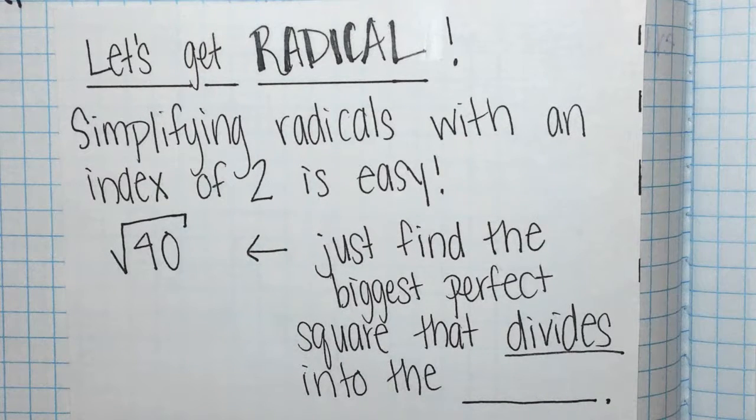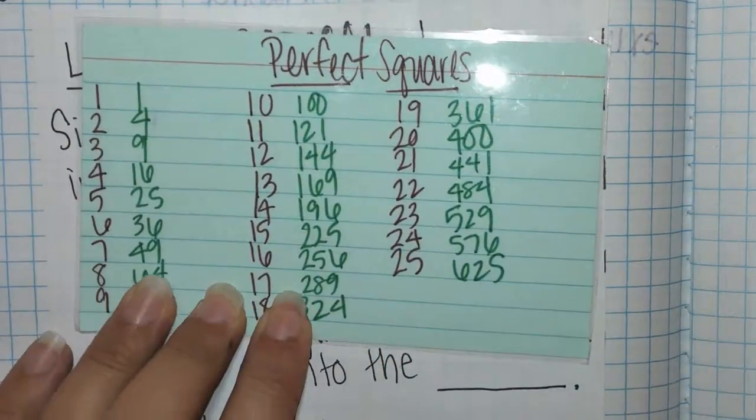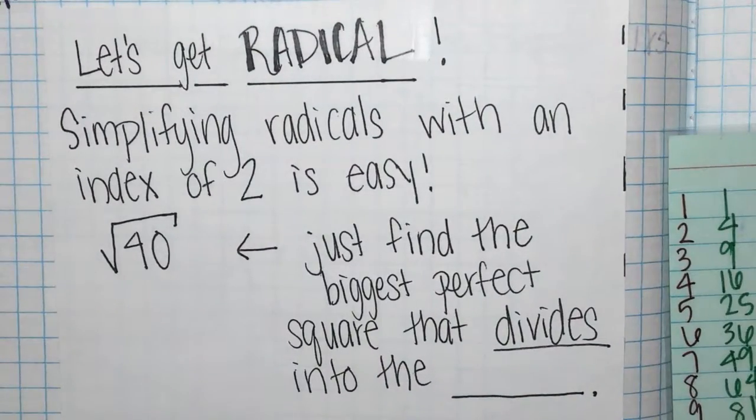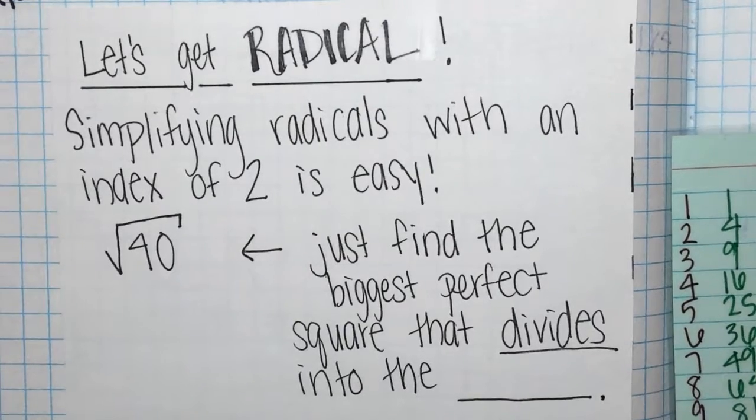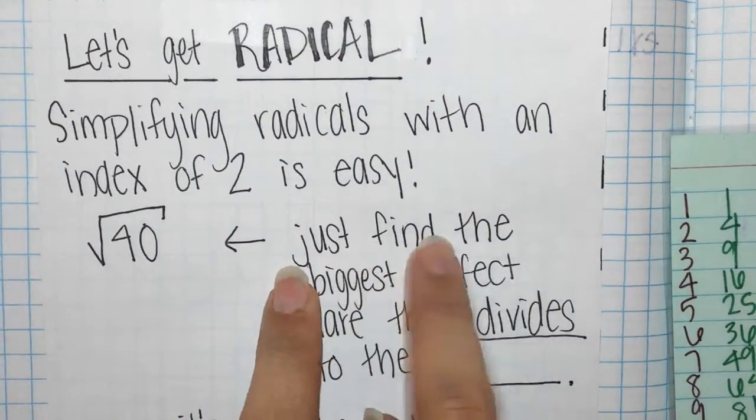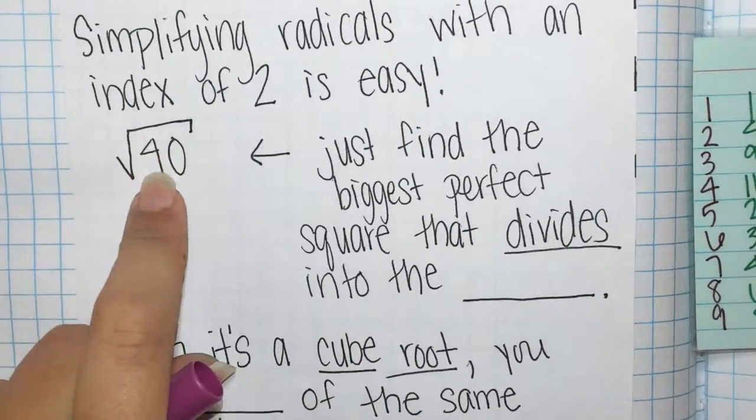It is. So when you have an index of 2, and that means when there's no number in the index, you always try to find, here's my card, the biggest perfect square. And we made cards that say the biggest perfect square on them. So it says simplifying radicals is easy with an index of 2. I read that backwards because I'm Yoda. This says just find the biggest perfect square that divides into the, what is this number called?